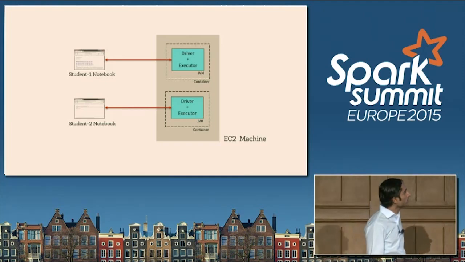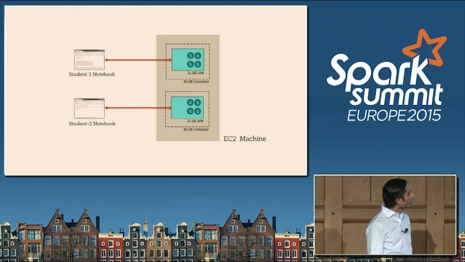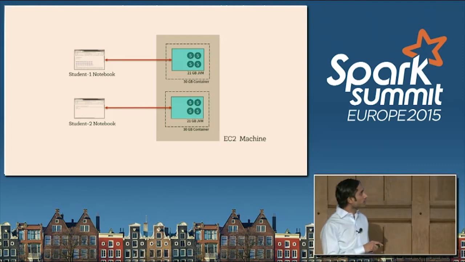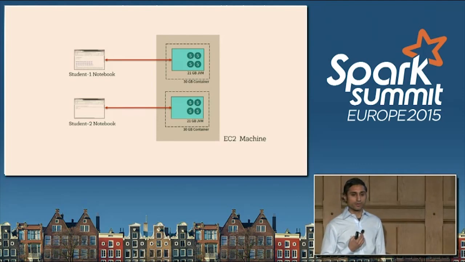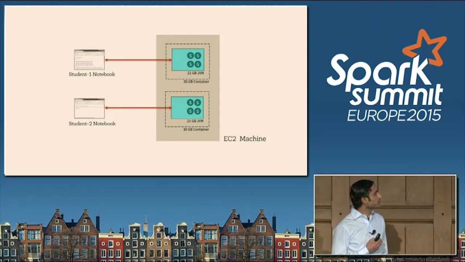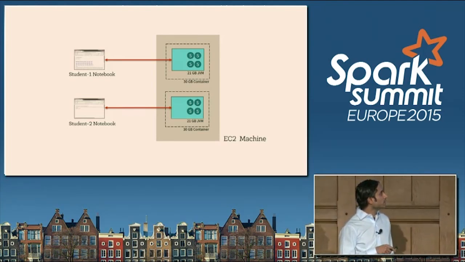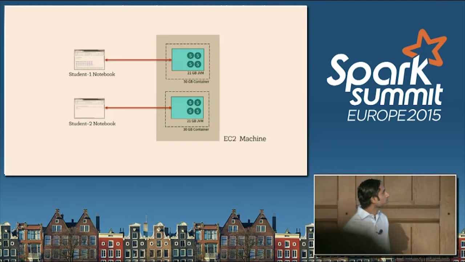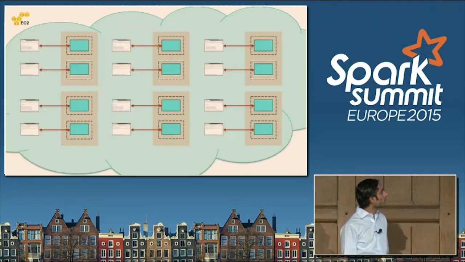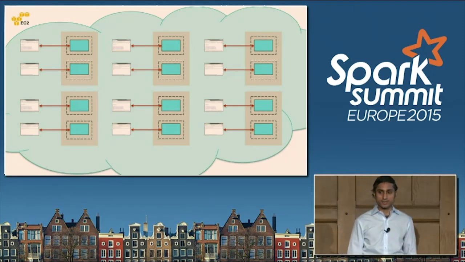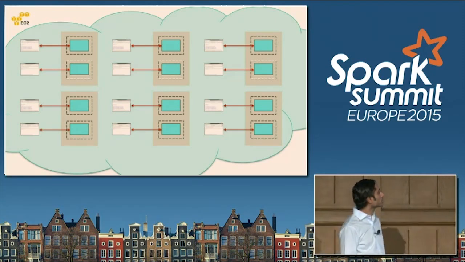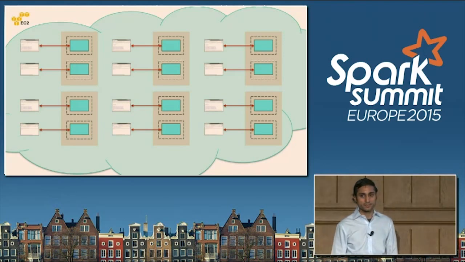And inside these containers are slots where tasks can run, up to 4 in parallel at the same time. And you can now also see that this container is about a 30 gig container, and the actual JVM is a 21 gigabyte JVM. Okay, so since we're running in the cloud, this is what the classroom looks like, right? There's a whole bunch of EC2 machines and notebooks connected to them.